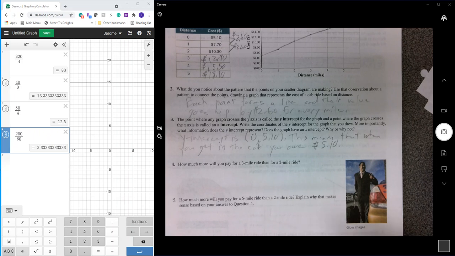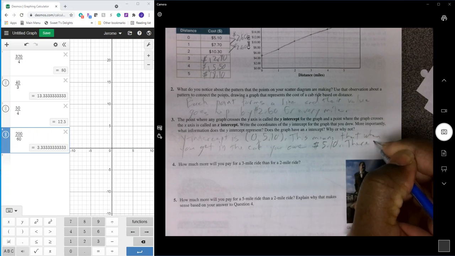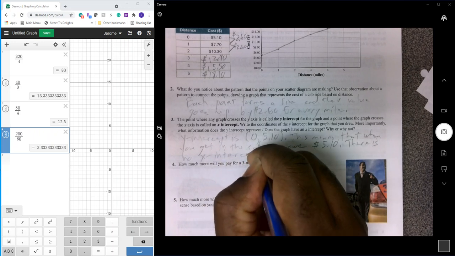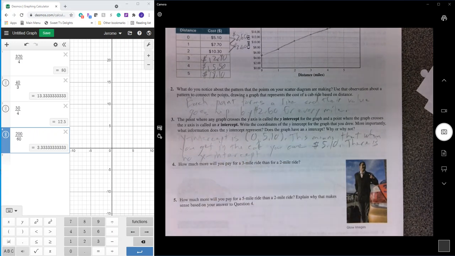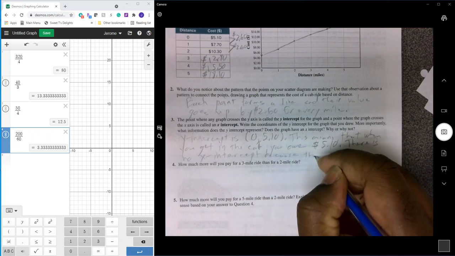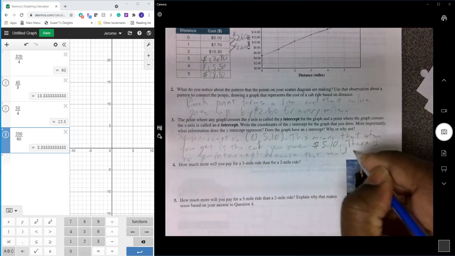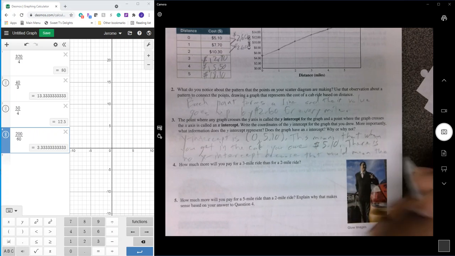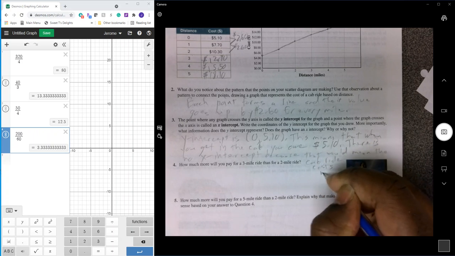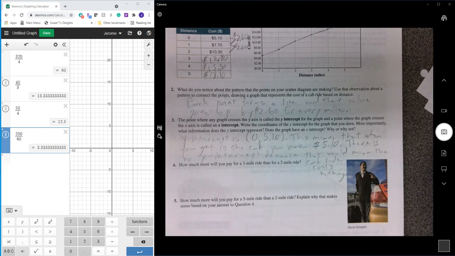Now, the next thing, as far as the x-intercept, there is no x-intercept because that would mean the cab ride costs nothing. That's why you don't have an x-intercept.